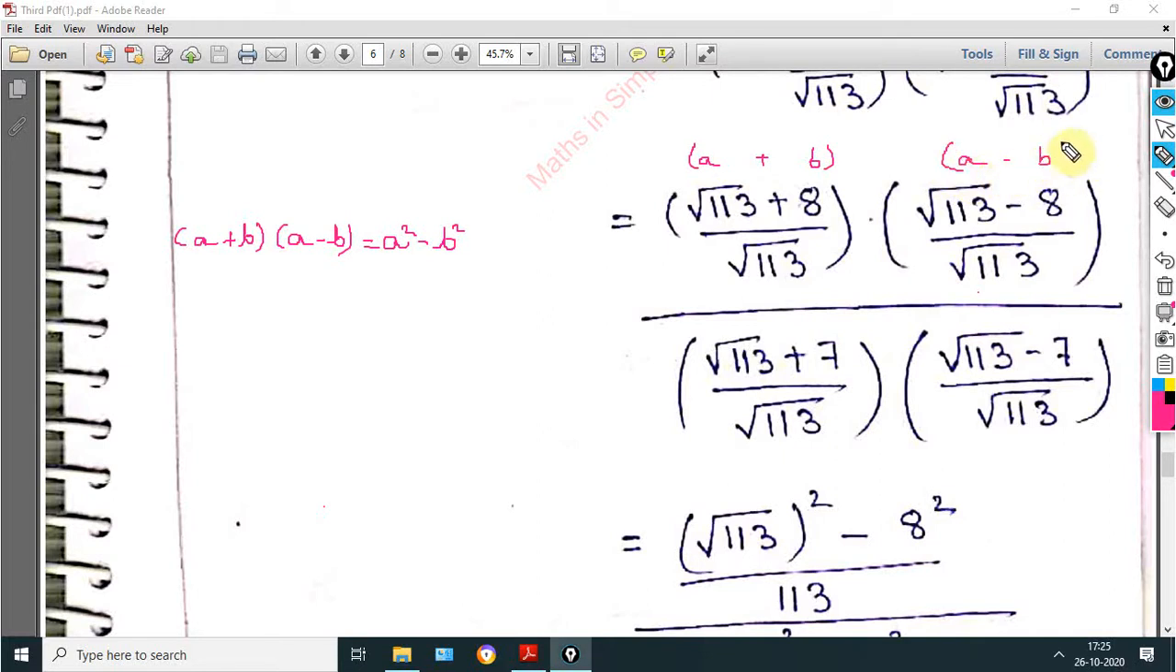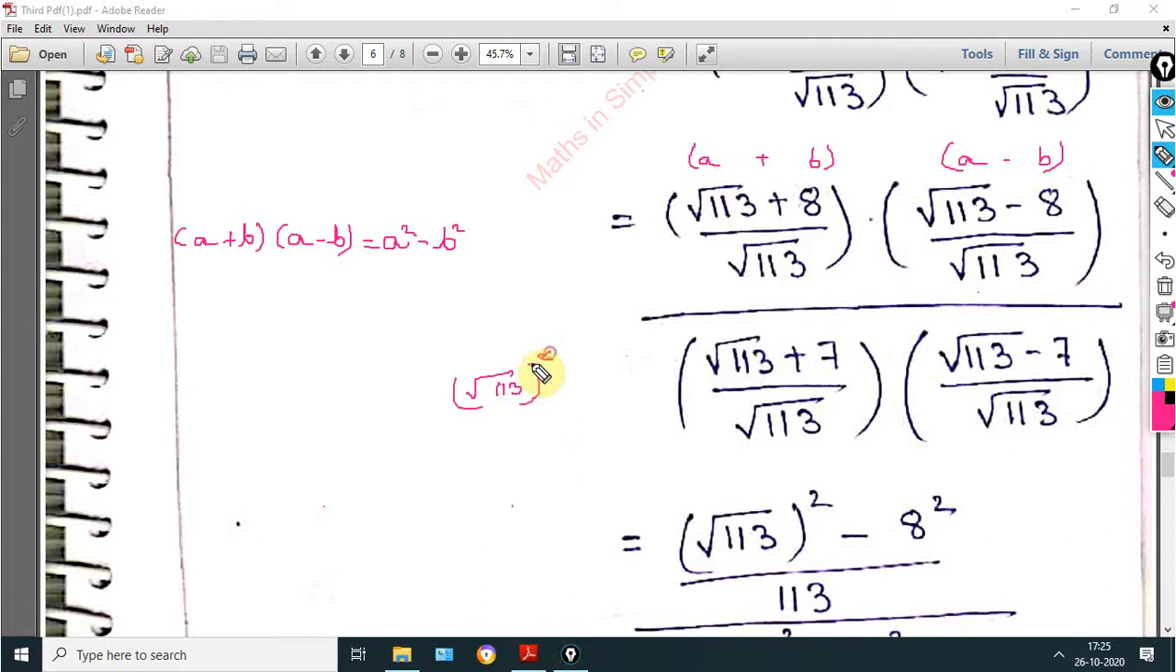So what can we write here? We can write a square. The formula is a square minus b square. So we are writing a square. What is a? Under root 113 square, minus b square, as in the formula. So minus, what is b? 8. So minus 8 square. Now we are multiplying under root 113 into under root 113. How much will we get? Under root 113 square we will get.